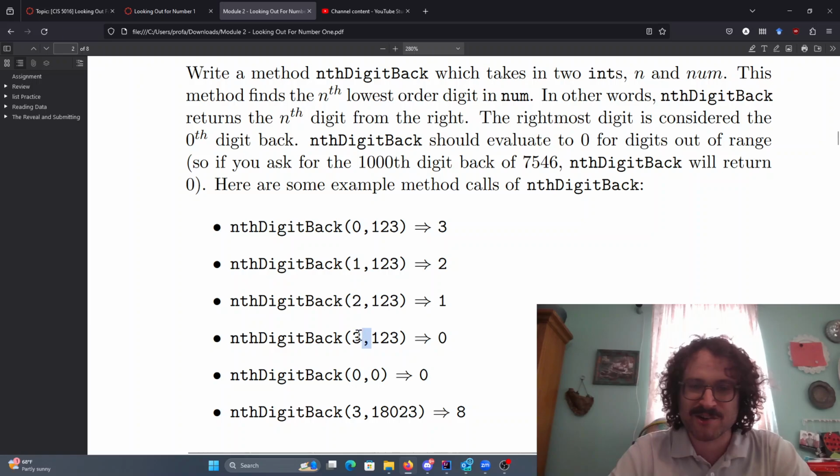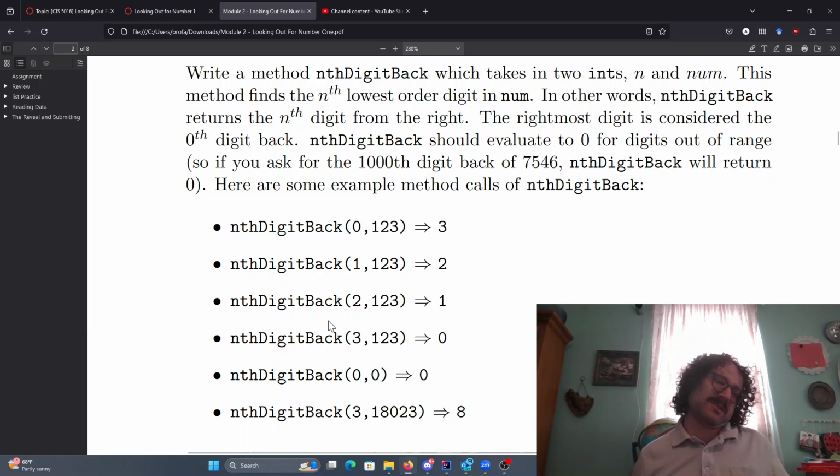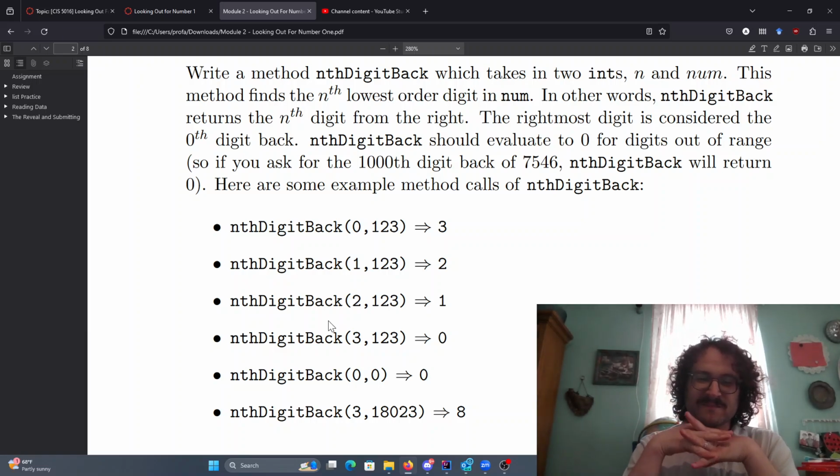Well, just imagine there's a bunch of zeros in front of it. This is just to make sure that when we're playing around with digits, there aren't going to be any out of bounds issues. Okay?